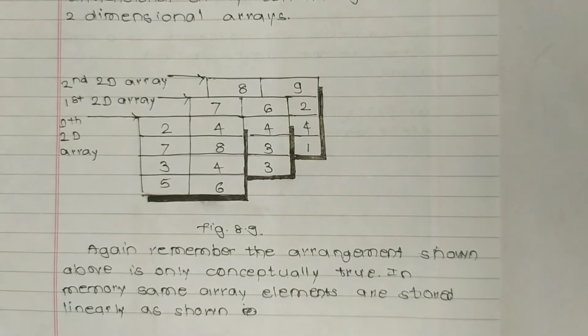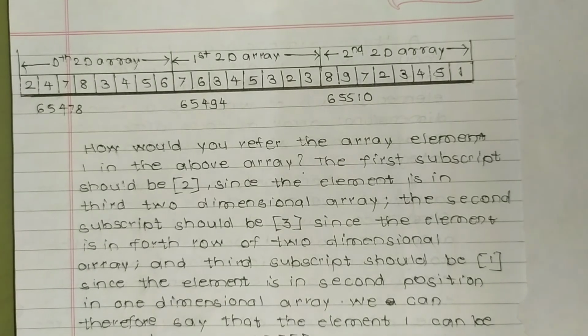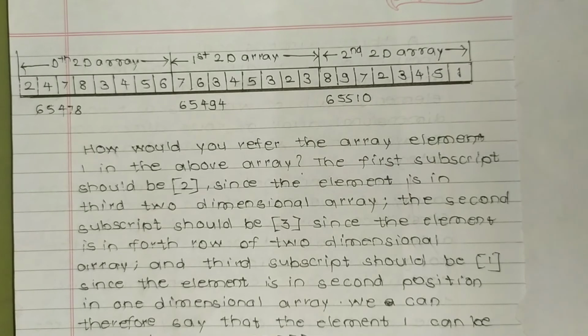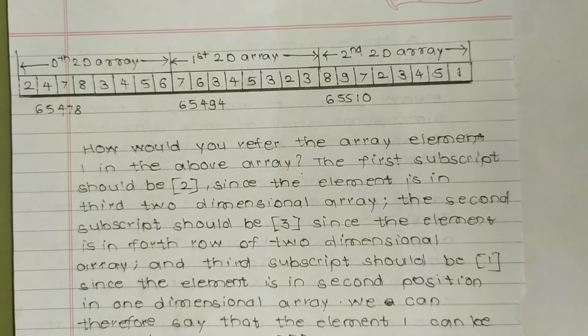Again, remember the arrangement shown above is only conceptually true. In memory, the array elements are stored linearly. So this is a linear arrangement of the 2D array elements. This is the 0th 2D array, now the first 2D array and the second 2D array. So it has three different addresses.